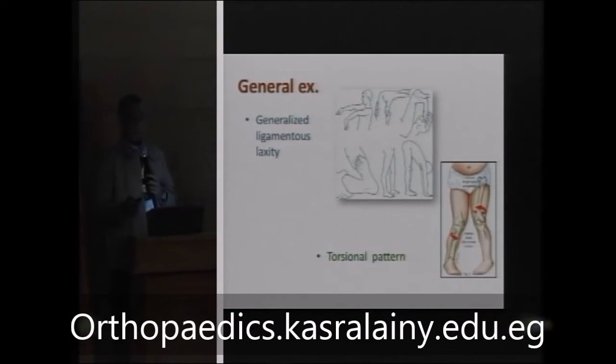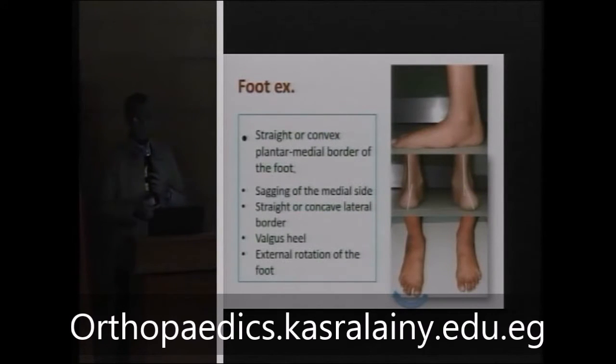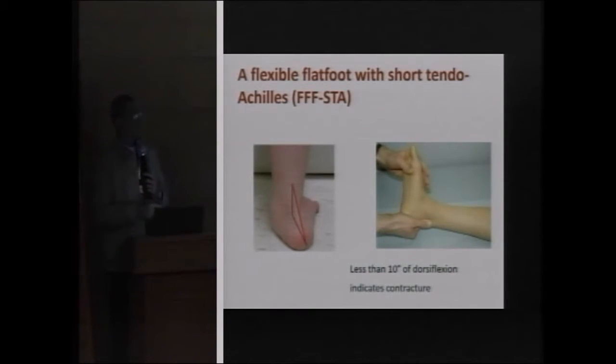Of course, we have to examine the patient generally for laxity and the rotational profile of the lower limb. On examination of the foot, as I told you, there is straightening or obliteration of the medial arch, excessive valgus of the hindfoot, and out-toeing and external rotation of the foot. To test for tendo Achilles tightness, it is very important to supinate the foot and lock the mid-tarsal joint. Otherwise, you can achieve nice dorsiflexion, although there is a short tendo Achilles, because of the excessive flexibility of the mid-tarsal joint.